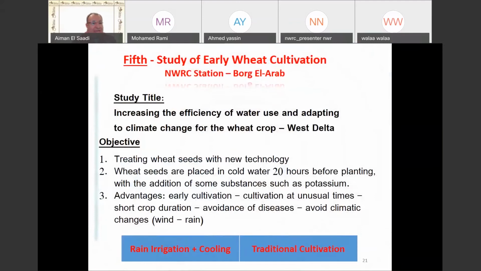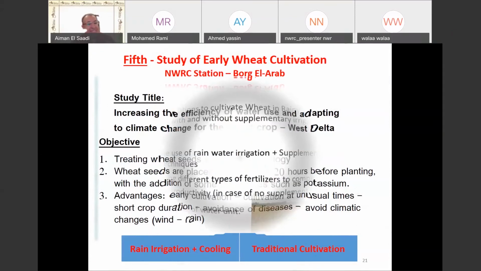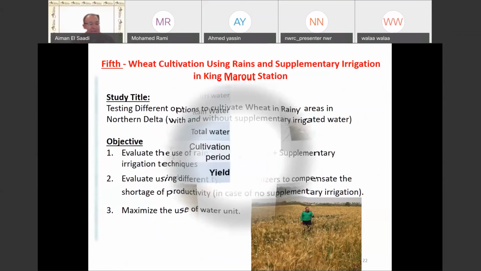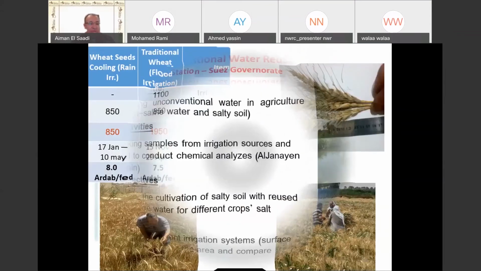The second, again for Borg Arab station, where we cultivated wheat to compare a cooling system and the use of rainwater. The result was very positive, where the yield has not changed because of adding more water. So even one more irrigation besides the rain was enough to have the yield that we need.